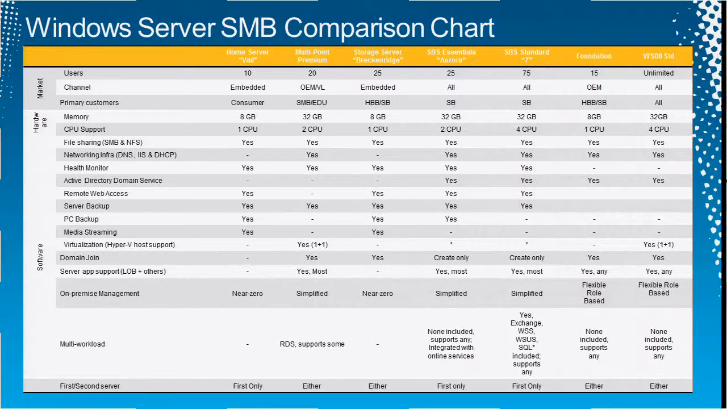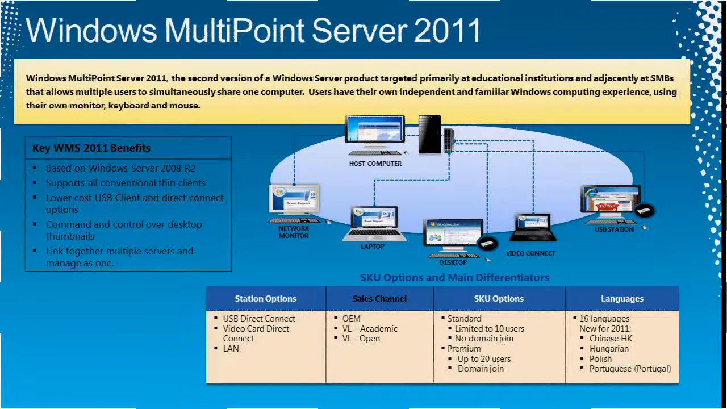So there's two editions of Multipoint. There's a standard edition and there's a premium edition. Can you go back one slide? Sure. So there's a standard edition, and they're there on the bottom. There's a standard edition, there's a premium edition. The standard edition supports up to 10 stations. The premium edition supports up to 20 stations. Now notice I said stations, not users.